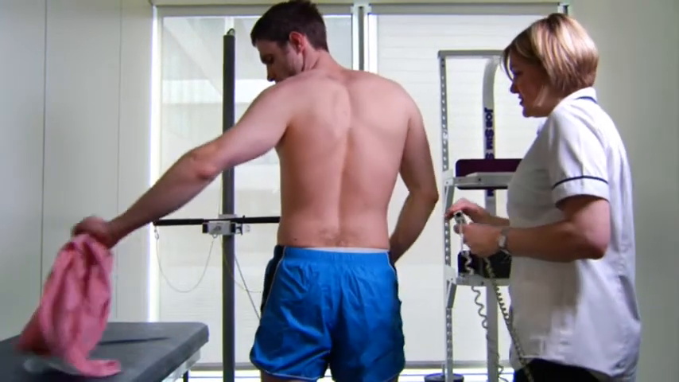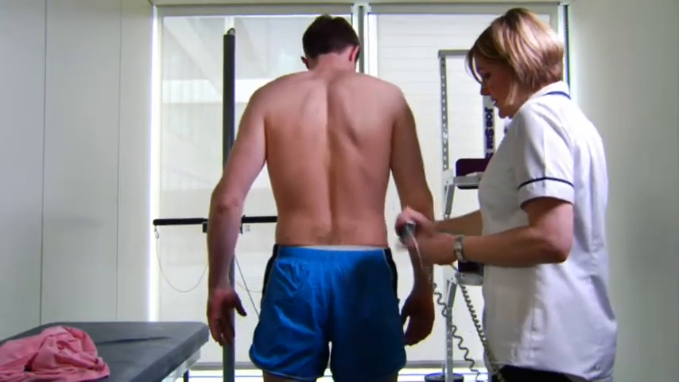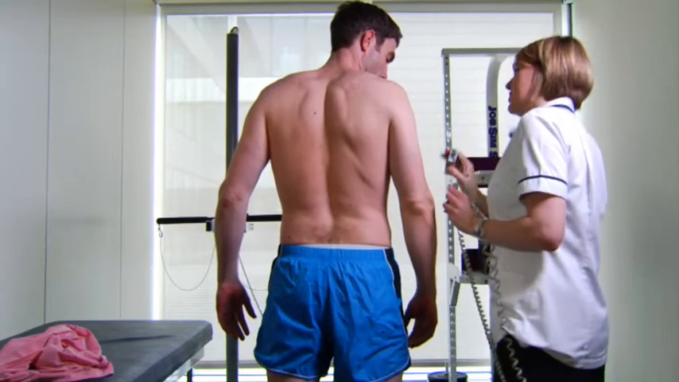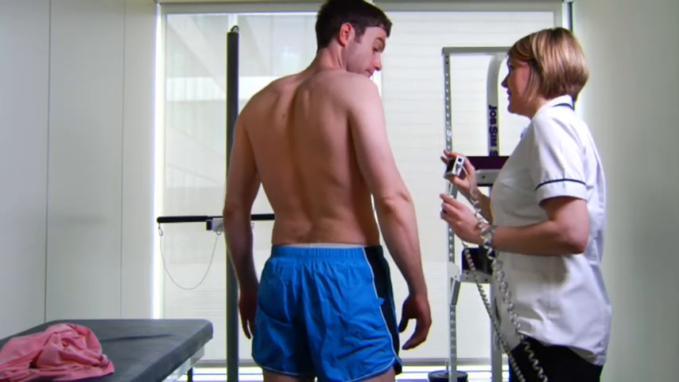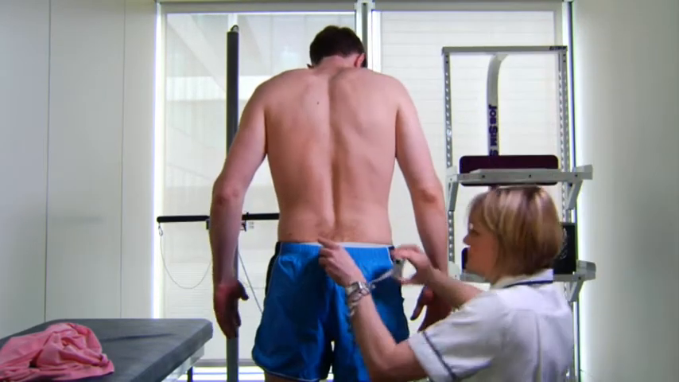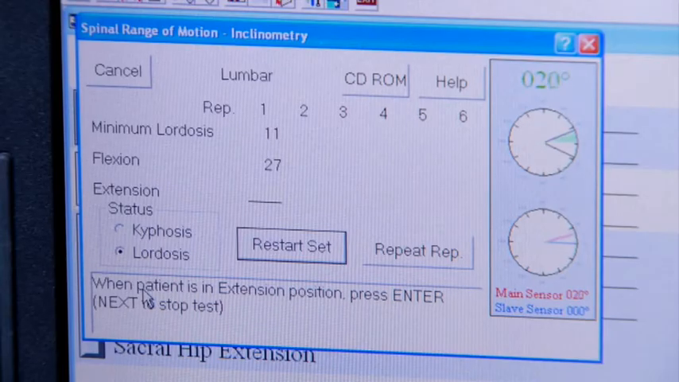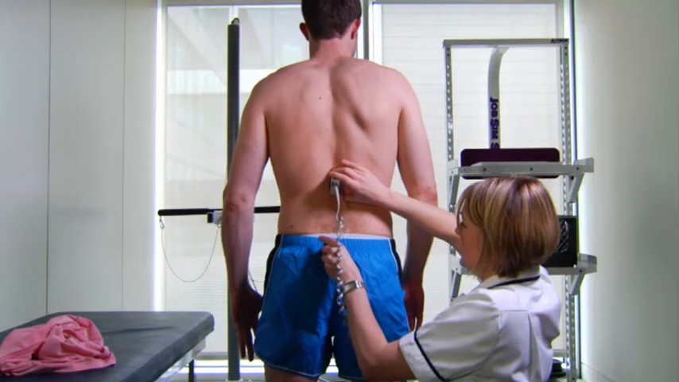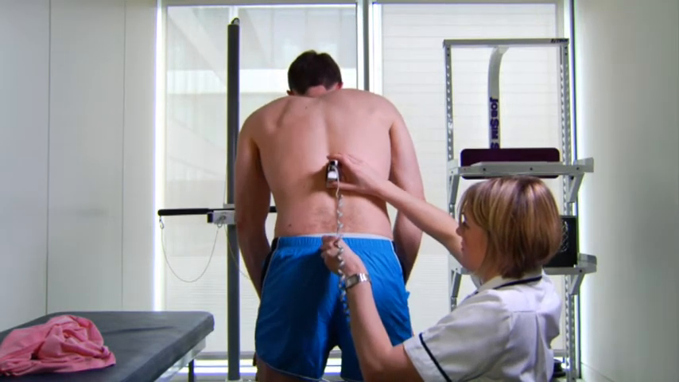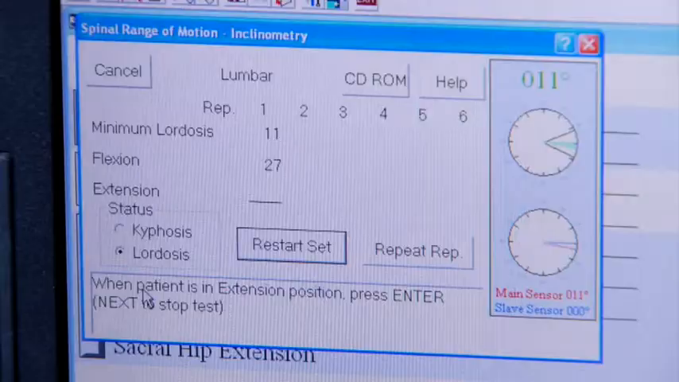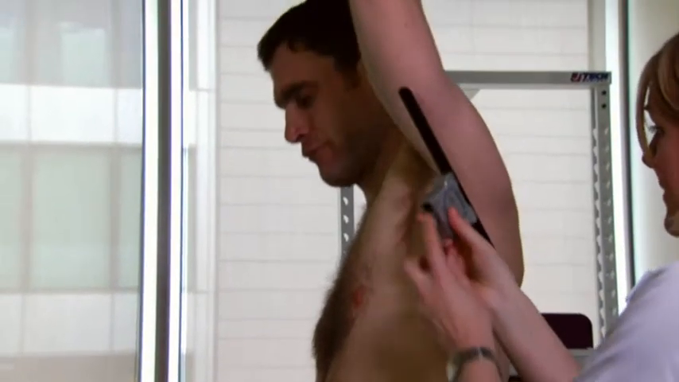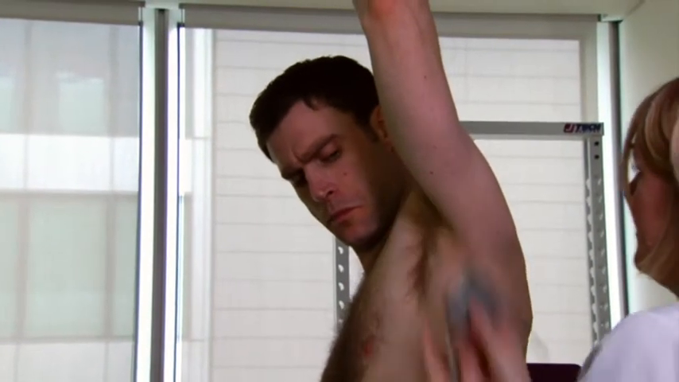These are like spirit levels, and I'll place them over the body part that's being assessed, and then ask the patient to move as far as they feel comfortable. The inclinometers will then sense the movement, so I can take a recording of it. And again, bending forwards. The inclinometers can be used to measure any joint in the body.